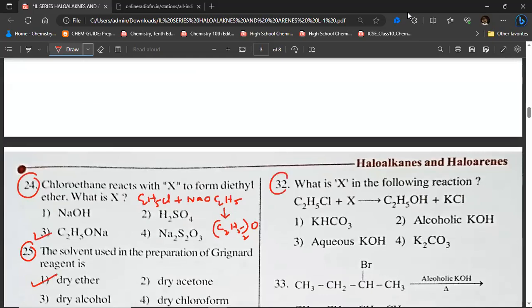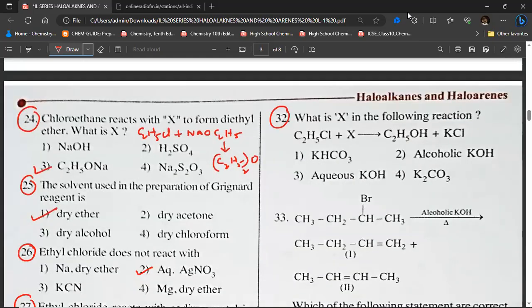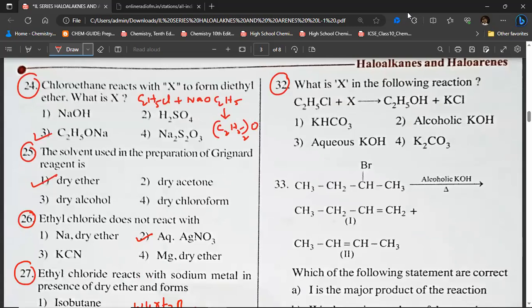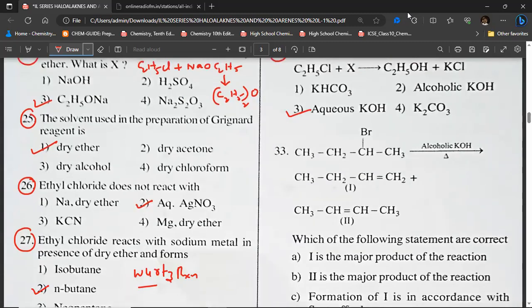32nd question. What is X in the following reaction? C2H5Cl with X gives ethyl alcohol and KCl. As we know, ethyl chloride gives ethylene in the presence of alcoholic KOH. It gives ethyl alcohol in the presence of aqueous KOH. So it is a substitution reaction with aqueous KOH that forms ethyl alcohol. So aqueous KOH is the right answer for the 32nd question.